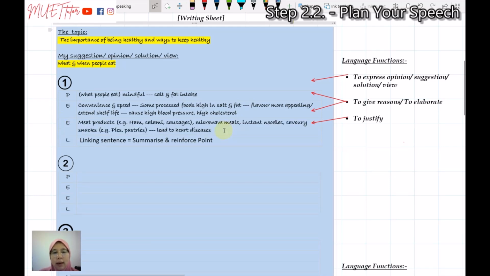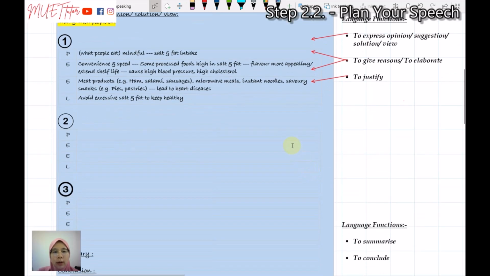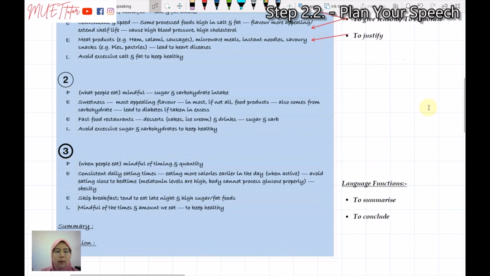And here is my example. And then we put in the linking sentence because we want to reinforce our suggestion above. And this also makes sure our point, elaboration, and example just now make sense and answer the question. And that's my example. And done with point 1, repeat the same PEEL processes for points 2 and 3. And here are my examples.